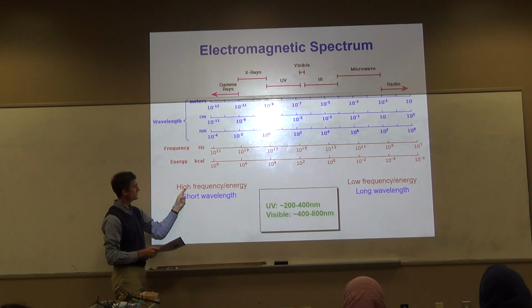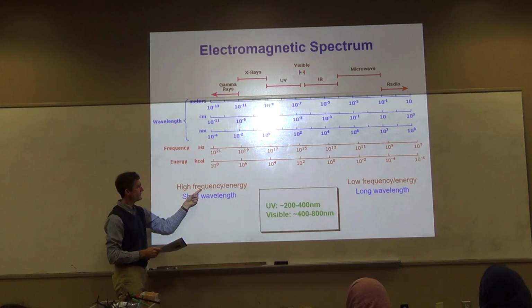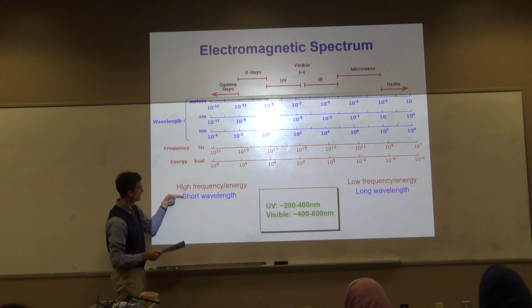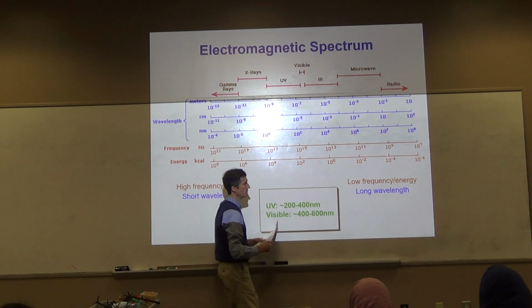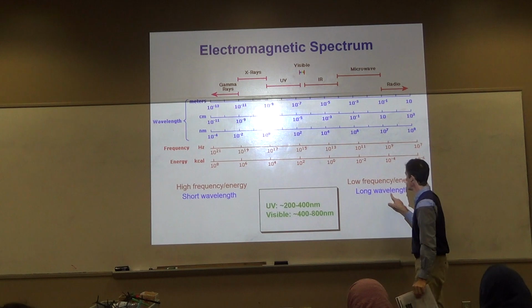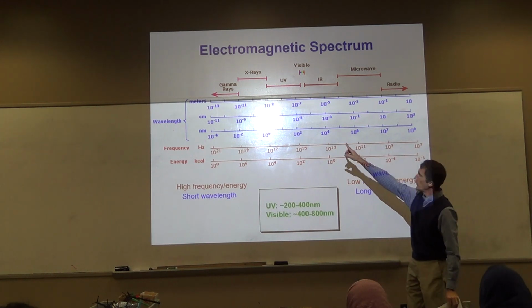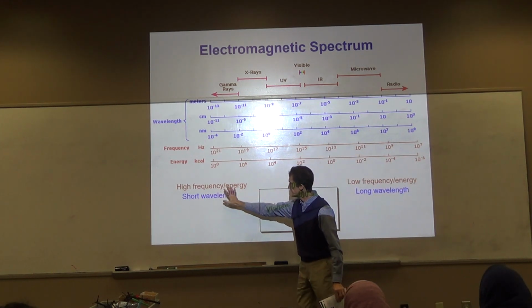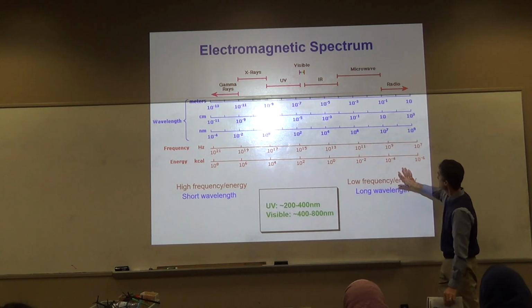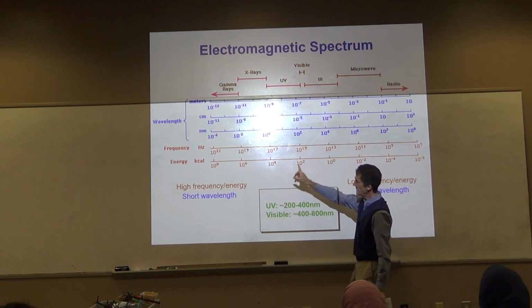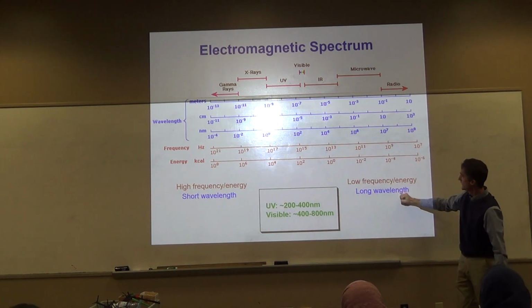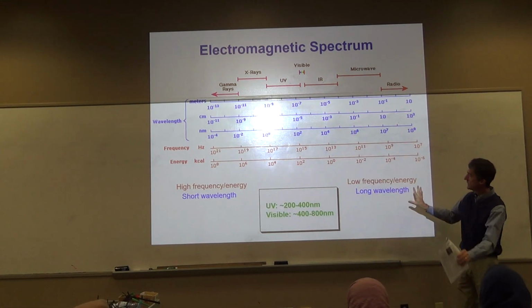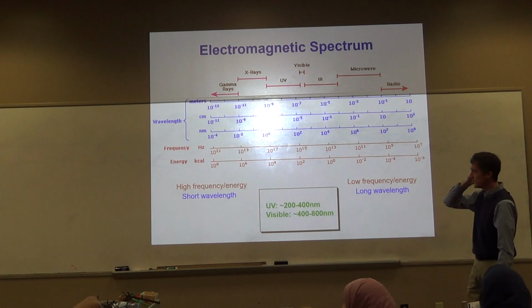And of course, high energy goes with high frequency, and high frequency goes with short wavelength. Short wavelength over here, long wavelength over here. So X-rays have higher frequency and energy than, say, radio waves, and X-rays have shorter wavelength than radio waves, which have longer wavelength. So that's how that's shown. But you should know that already, right?